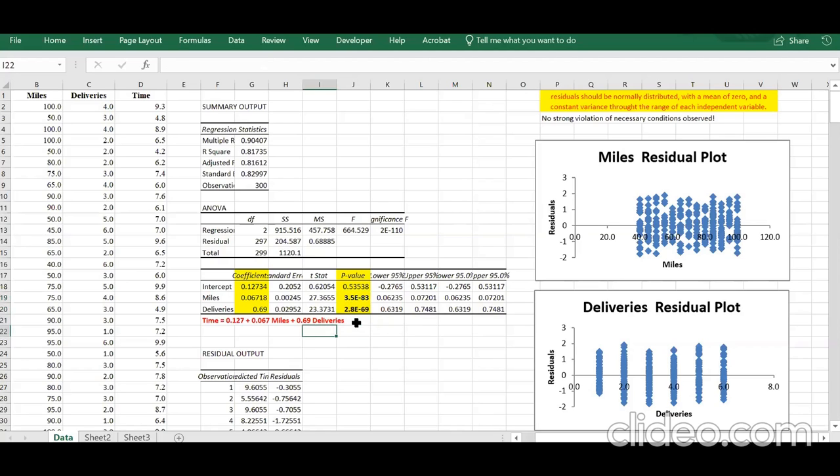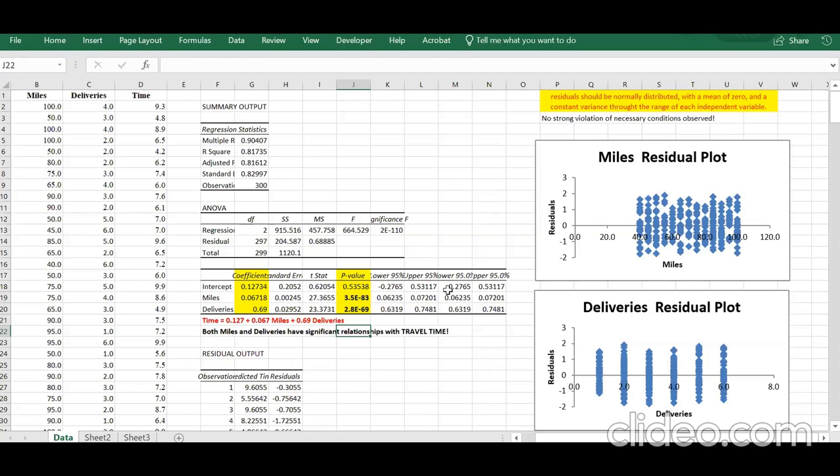So both miles and deliveries have a significant relationship with travel time. They both are significant, so they both have significant relationship. We don't care about the intercept. Even if the p-value is greater than 5%, we can just leave it as is. All right, so these two factors are significant.